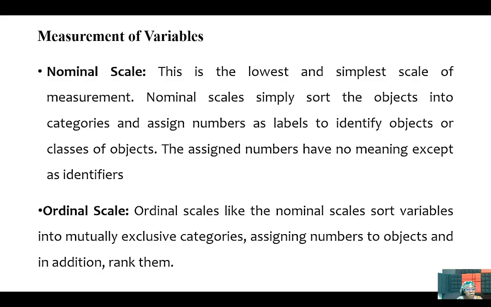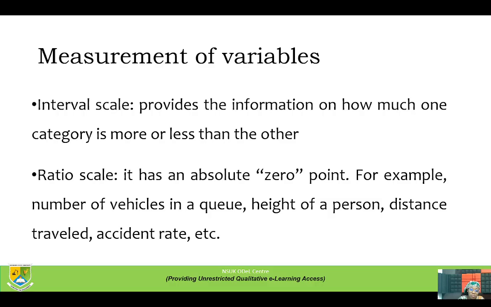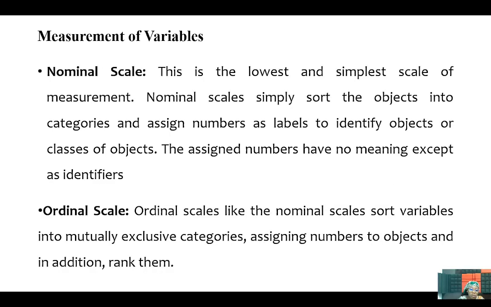Going forward to the ordinal scale. Ordinal scales, like the nominal scale, sort variables into mutually exclusive categories, assigning numbers to objects. In addition, they rank them. So it means in this kind of measurement, the order of arrangement is paramount.